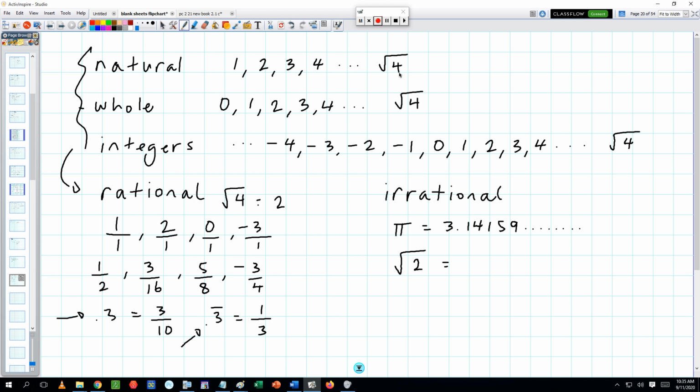But the square root of 2, 1.414 something, something, something, it doesn't repeat, and it never ends. The square root of 3, same. It's a decimal that will not repeat. The square root of 5, the square root of 6, these are all irrational. Square root of 7, square root of 8, but not the square root of 9, because the square root of 9 works out to be 3. So it would fit over here.